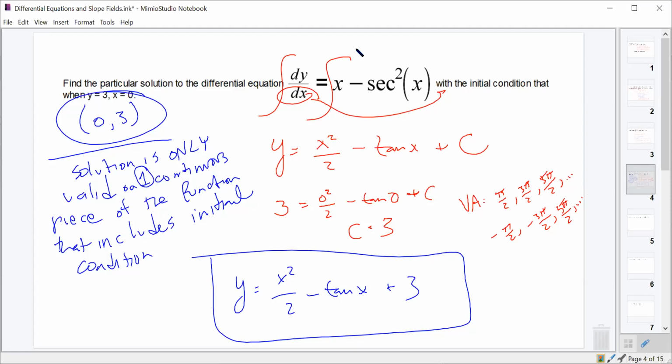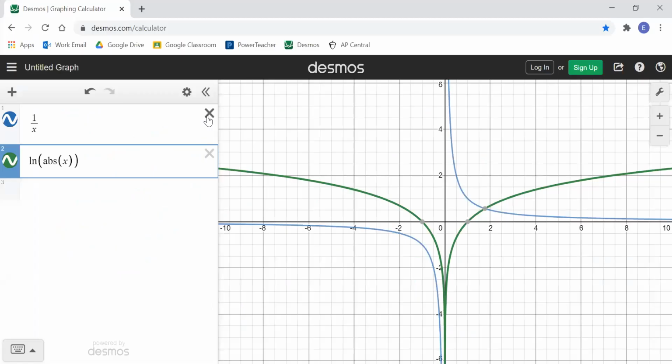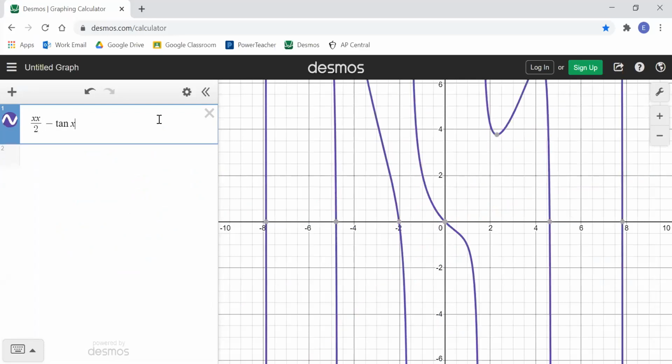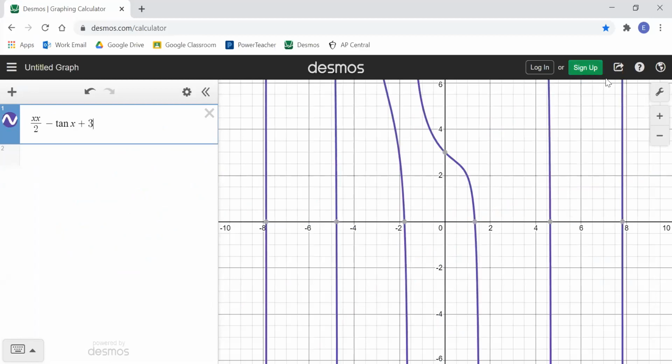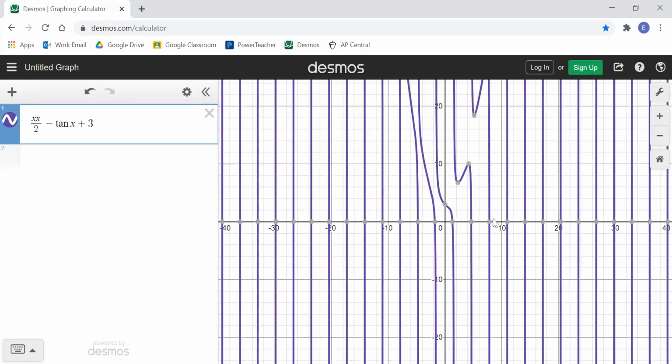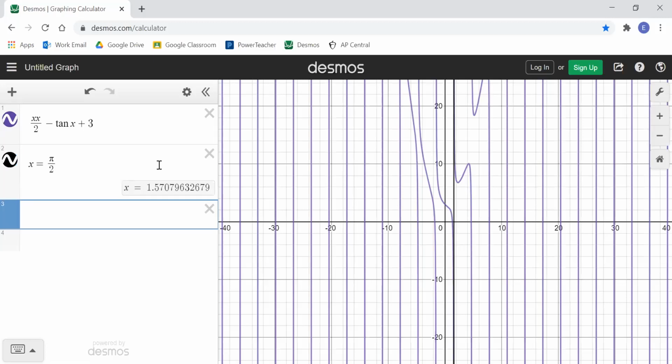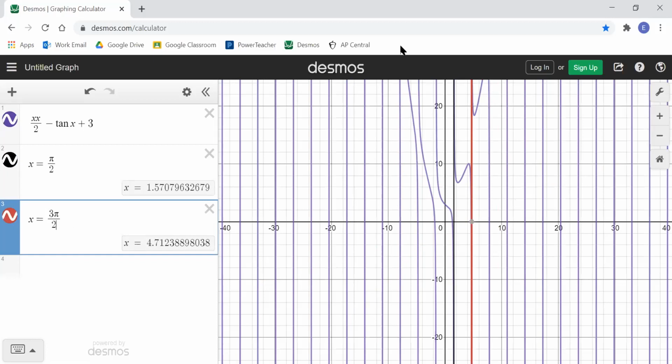We could look at the graph of it if we wanted to. What is it, x squared over 2 minus tangent x plus 3? Right, if we zoom that out a little bit, we can see there's an asymptote every pi over 2 units, right? We could type it in here, x equals pi over 2, right there. X equals 3 pi over 2, got another one right between those. 5 pi over 2, 7 pi over 2, 9 pi over 2, negative pi over 2, and so we got these asymptotes everywhere. Everybody see that and agree with that?